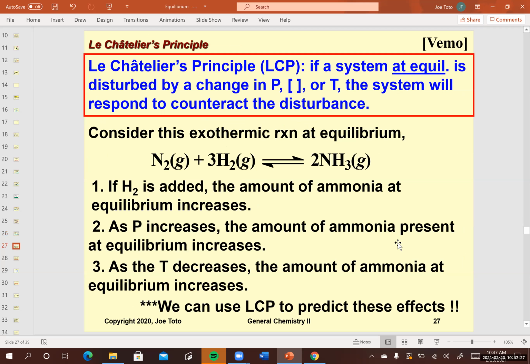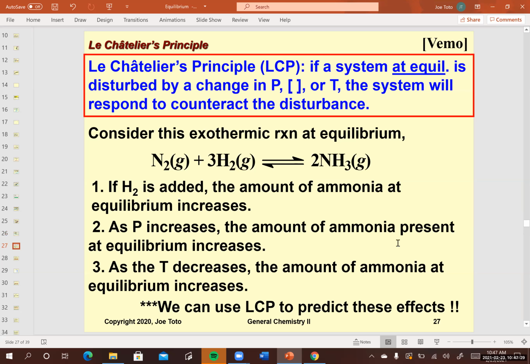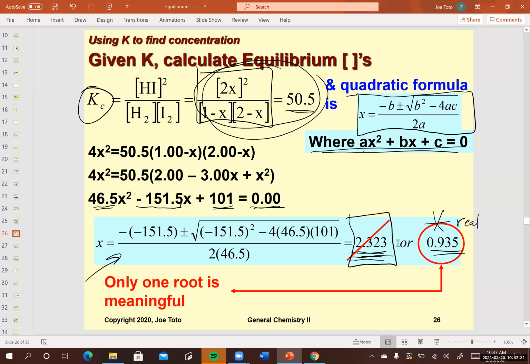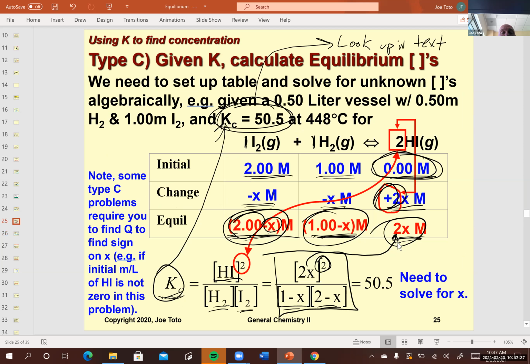So this Kc that was calculated is the Kc for the forward reaction, or no, it wasn't calculated. It was given in the problem. Oh yeah, sorry. So okay, so that's for the forward.